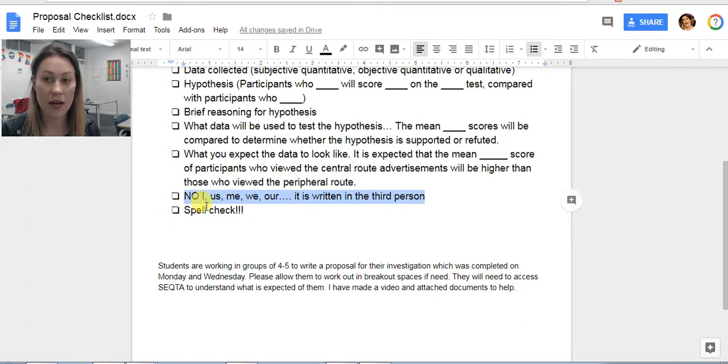Please use spell check. Make sure everything is spelt correctly and check your textbook if you're not sure with some of the psych terms.